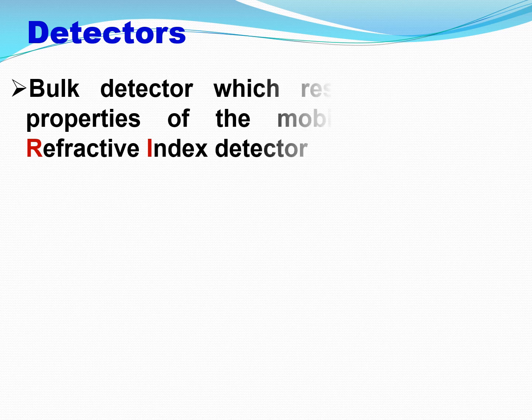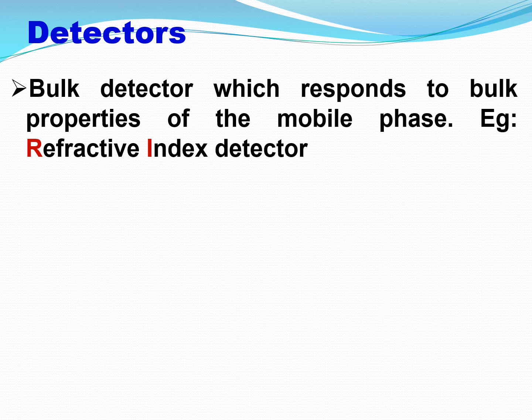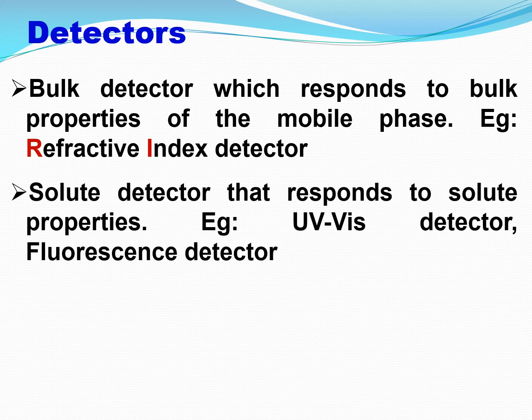Detectors. There are two types of detectors here, bulk detector and solute detector. Bulk detector means it responds to the bulk properties of the mobile phase, for example, refractive index detector. Solute detector means it responds to the solute property. Solute means the component, properties of the component. Examples are UV visible detector and fluorescence detector. So these are three important detectors: refractive index, UV visible, fluorescence.